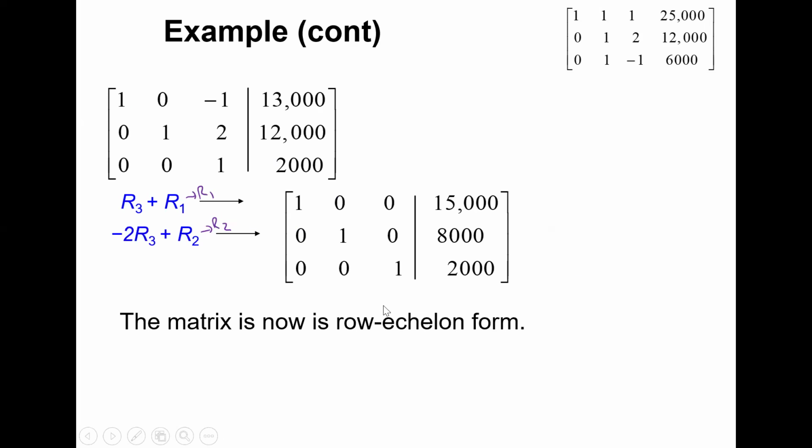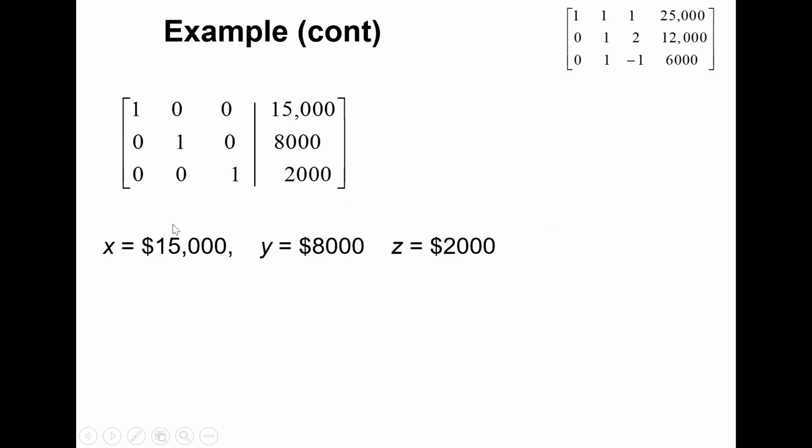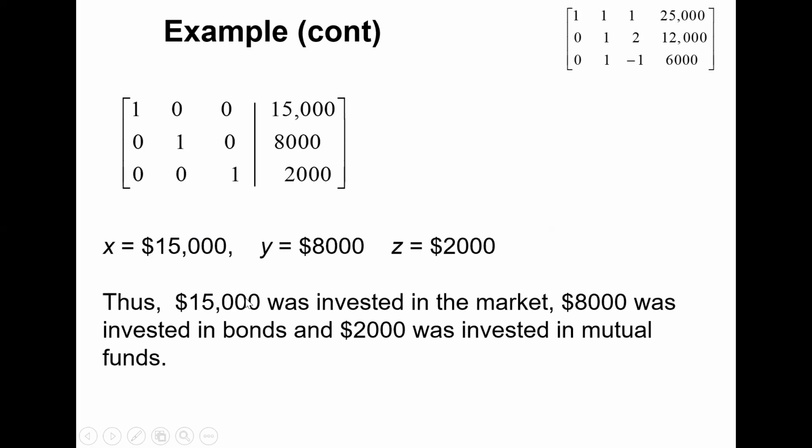All right, so now we have our row reduced echelon form. And so we know that's how much is invested in each. And to go back to the whole context of the problem, that means 15,000 was invested in the market, 8,000 was invested in bonds, and 2,000 is invested in mutual funds.